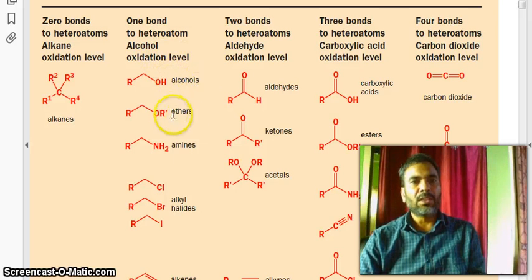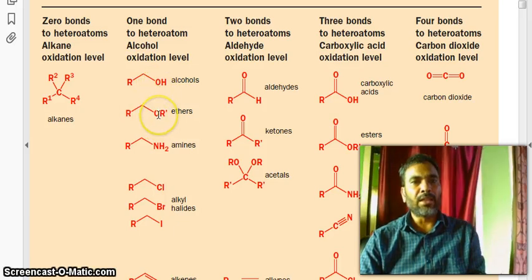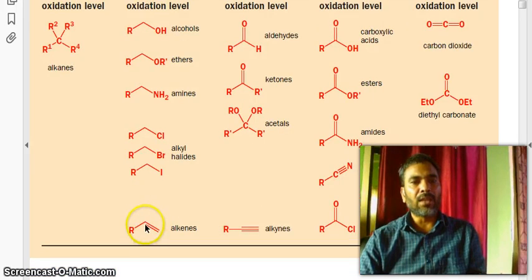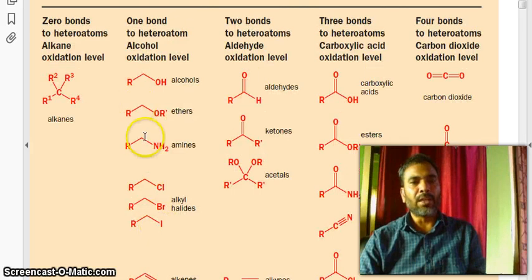So alcohols, ethers, amines, alkyl halides. I repeat, one bond to heteroatom. What does it mean? It means the carbon is attached with oxygen. Here also this carbon and this carbon are attached with the oxygen. This carbon is attached to nitrogen, this carbon to chlorine, this carbon to bromine, this carbon to iodine. And this carbon is attached to carbon. You see? So this is the difference up to here.